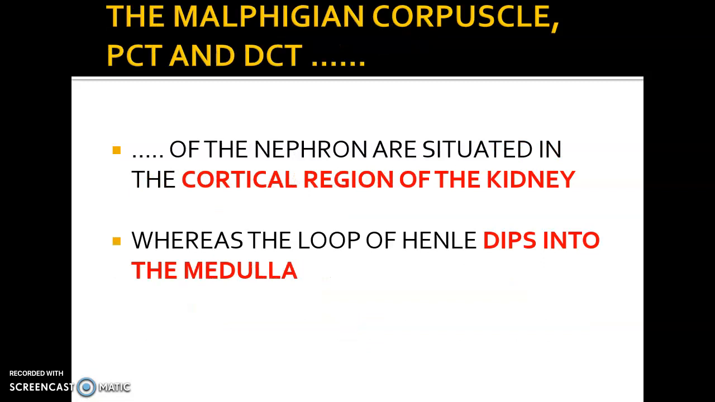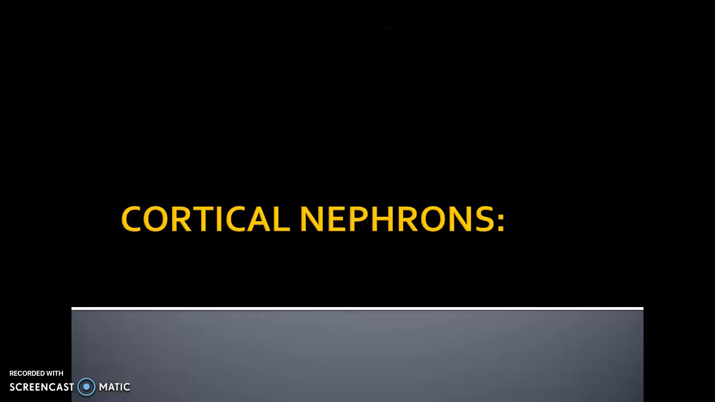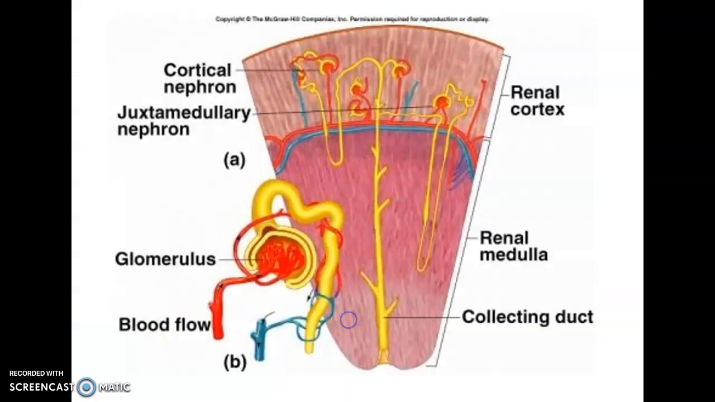So the Malpighian corpuscle, PCT and DCT of the nephron are situated in the cortical region of the kidney, whereas the loop of Henle dips into the medulla region. If we have a look at this diagram, you can see many nephrons, and if we consider the glomerulus, the Bowman's capsule, the PCT as well as the DCT, they usually lie in the cortical region, right? This is the cortex region, right?